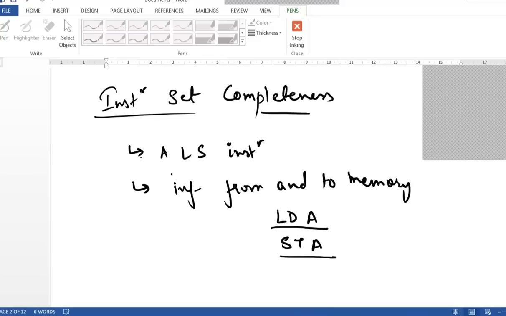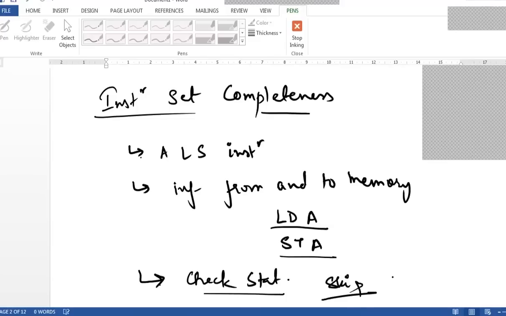So here we have such instructions which help us to read information from memory and write information to memory. This type of instruction should be there. Next, we should have some program control instructions, which help us to check the status condition. Depending upon a particular status, you need to carry out the instructions, like the skipping instructions and branching instructions. Branching is nothing but jumping from one location to another.